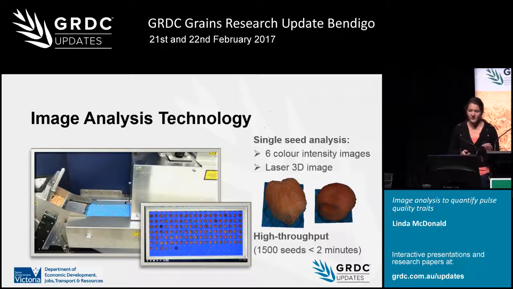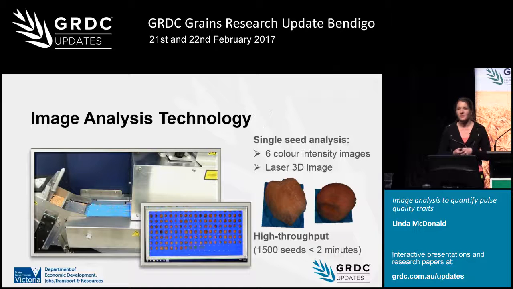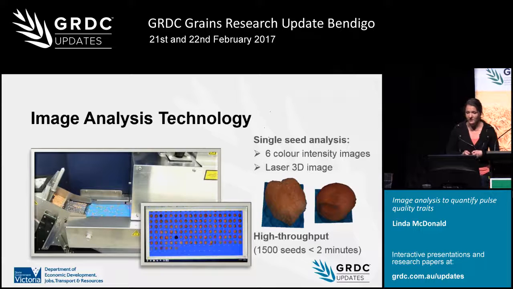So for every individual seed, we get 6 colour intensity images, and we get a 3-dimensional image from the laser as well. And that gives us data on how surface height and colour is varying across the surface of the seed. From that we can look at things like dimpling in the seed, we can look at the size and shape, you can look at defects, and how colour varies across the seed, or wrinkling in the seed coat as well with chickpeas.